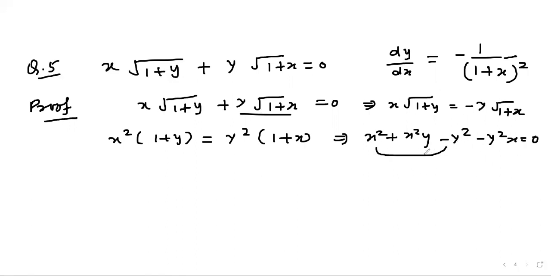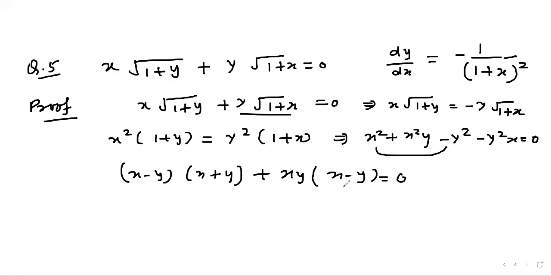From these two, we can write (x minus y)(x plus y), and from these two, we can take xy common, then x minus y equal to 0. So x minus y will be common throughout, but x minus y does not equal 0. So what we get? x plus y plus xy equal to 0. So now we have to differentiate this equation.